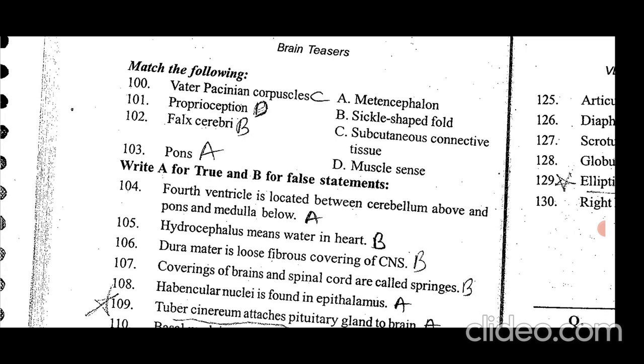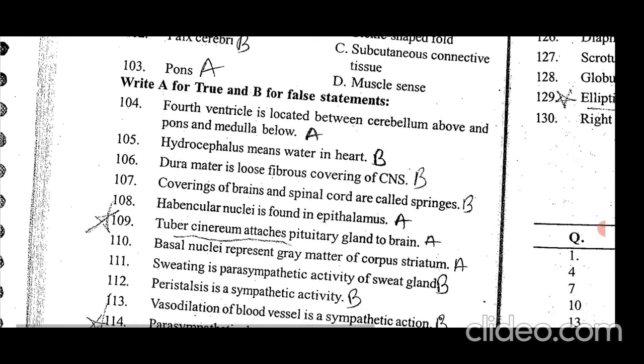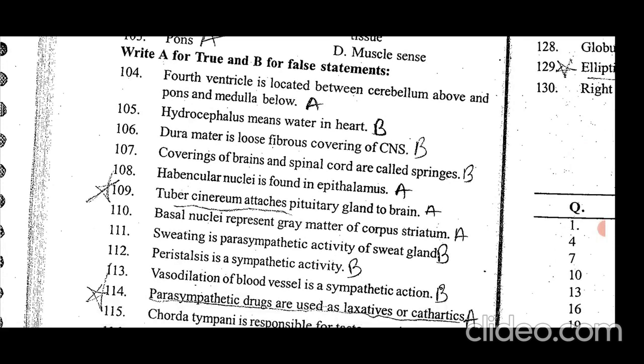And the true points are: the fourth ventricle is located between the cerebellum above and the pons and medulla below. In other words, the fourth ventricle is present between the cerebellum and medulla.